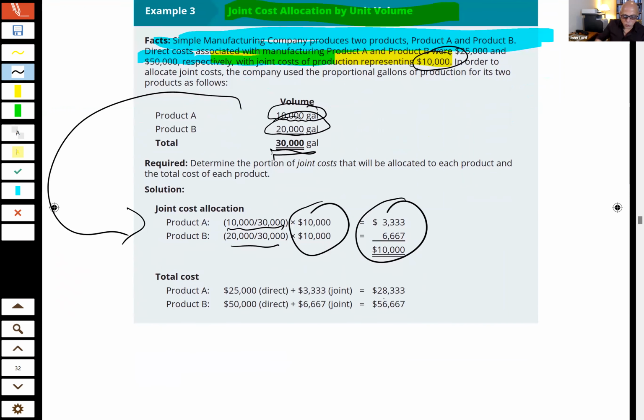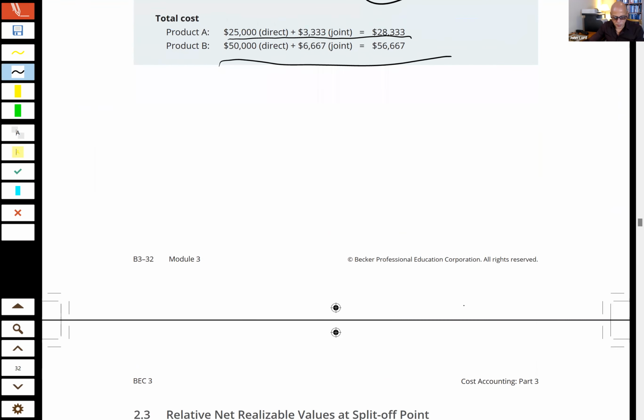And then sometimes a question might call out one of the products and tell you the total cost, and don't make the mistake of just including the amount of the joint costs that were allocated. You would also pick up any direct costs associated with those two products, the 25,000 for product A, the 50,000 for product B. Okay. Now, that's pretty straightforward.